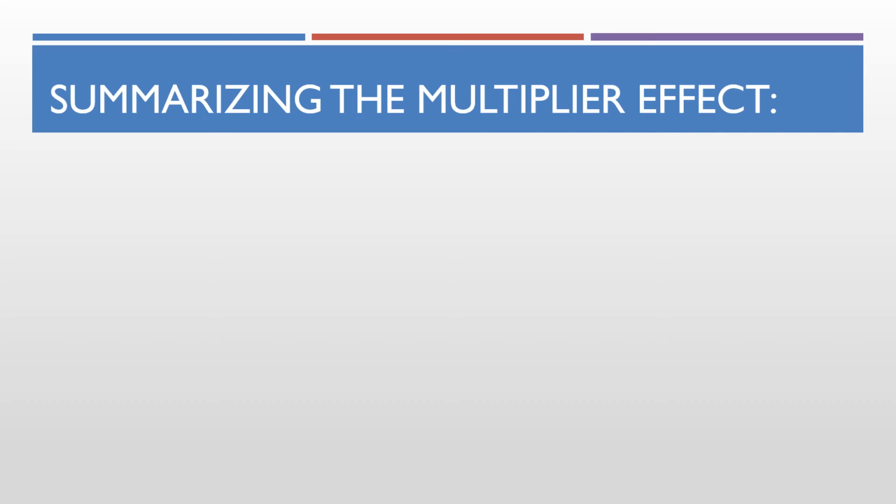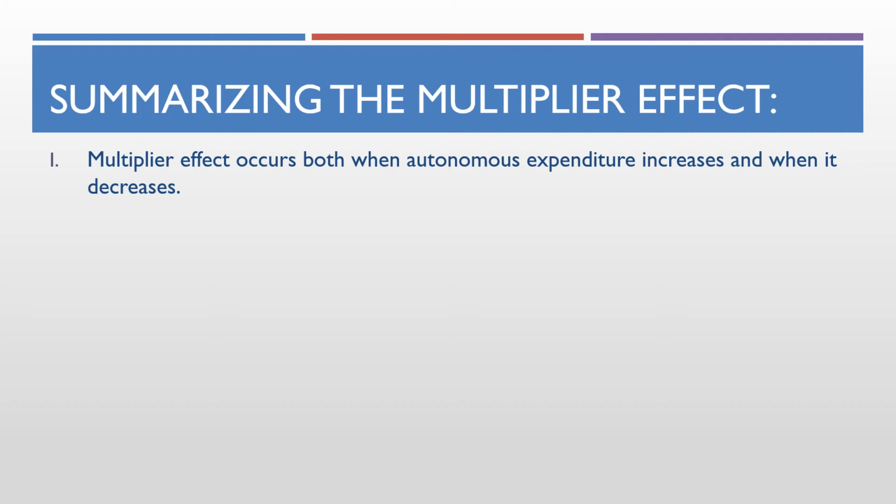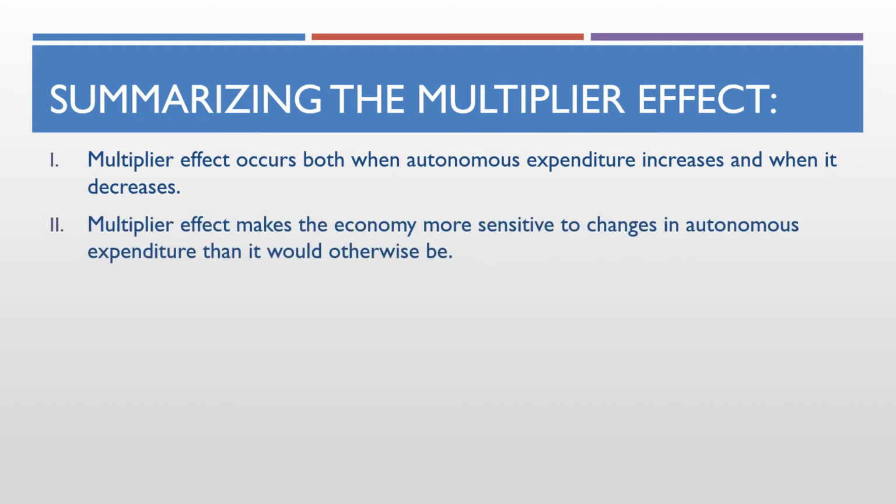Now let's summarize this multiplier effect. Number one, multiplier effects occur both when autonomous expenditure increases and also when it decreases. The multiplier effect makes the economy extremely sensitive. Any change of autonomous expenditure will cause the economy's output to change by a much larger amount. So in our previous case, as you can see, when someone spends just $12 additional, the economy's output will increase by $48 worth of goods and services.